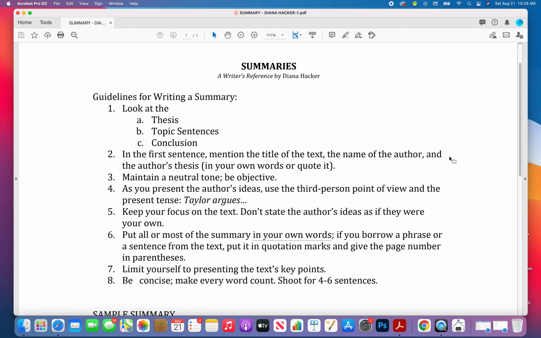Through how to do a summary. A summary is just taking a longer work and condensing it down. So you're going to be doing that for Classroom in the Wider Culture. I want you to shoot for about 4 to 6 sentences. I'm going to take you through exactly how to do that.